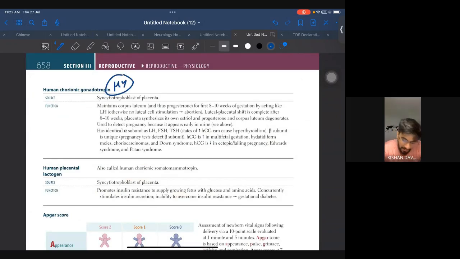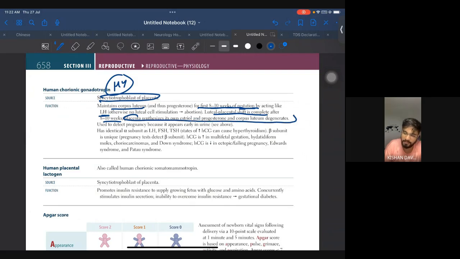Why? Let's just see. Since it is synthesized by syncytiotrophoblast of placenta, it maintains corpus luteum for the first 8 to 10 weeks of gestation by acting like LH. Luteal placental shift is complete after 8 to 10 weeks. The placenta synthesizes its own progesterone and corpus luteum degenerates.